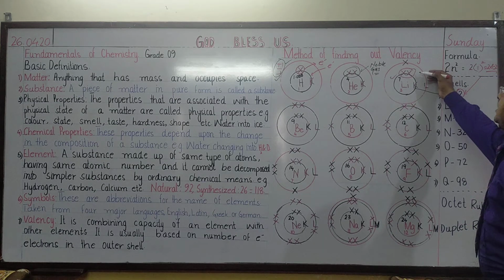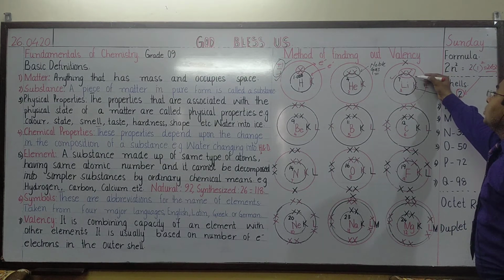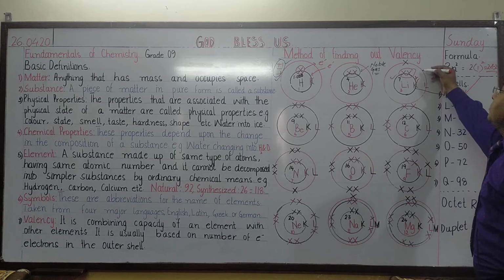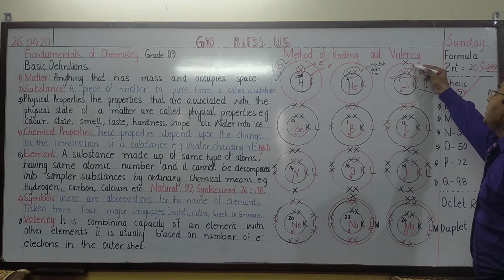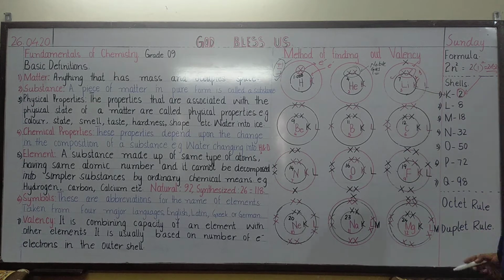But here, my dear, there are 3 electrons. 2 will come in the first shell, 1 will go in the next shell, and 1 is here. Now, what is the requirement of shell 2? This is the L shell, as I have related. It requires 8 electrons. How?